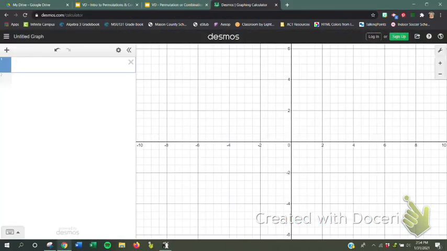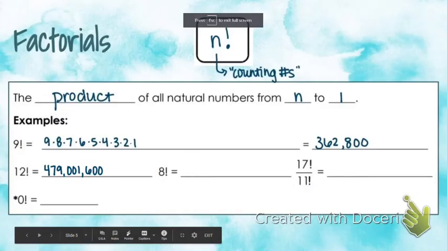All right, so on Desmos, it is as simple as typing exactly what you see: 12, exclamation point, enter. And there you go. It gives you the answer as well. So not difficult at all on Desmos, but on the ACT, for example, you'll want to be able to do it on the TI-84. So for 8 factorial, you can type that into your calculator and you should get 40,320.